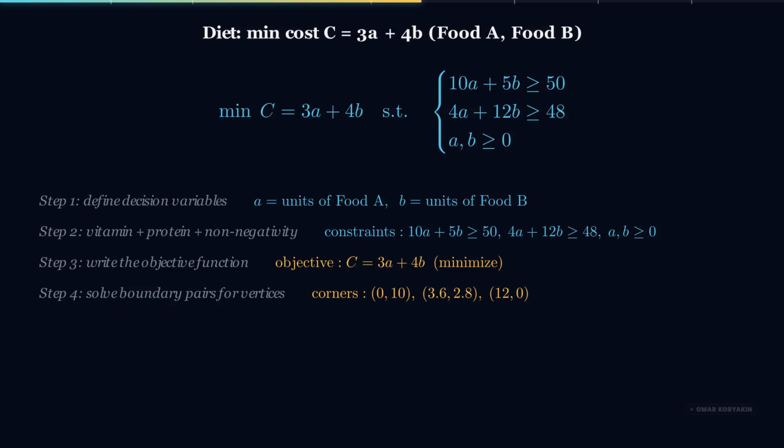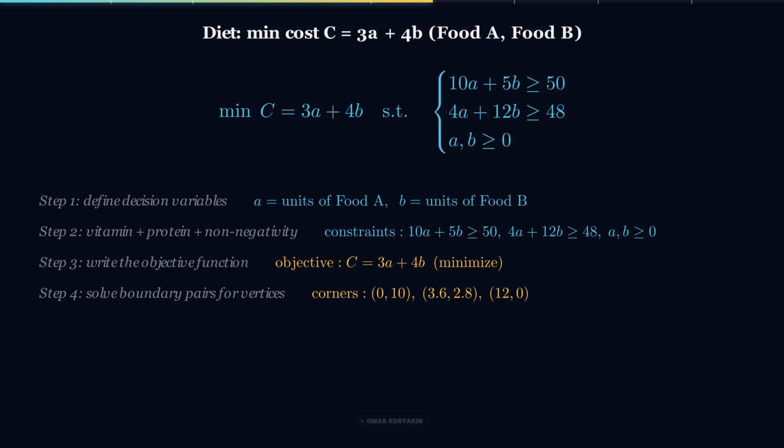Vitamin line at the y-axis: at A equals 0, 5B equals 50, so B equals 10. So (0, 10) is a corner. Now the vitamin line and protein line intersection. Solve 10A plus 5B equals 50 and 4A plus 12B equals 48.